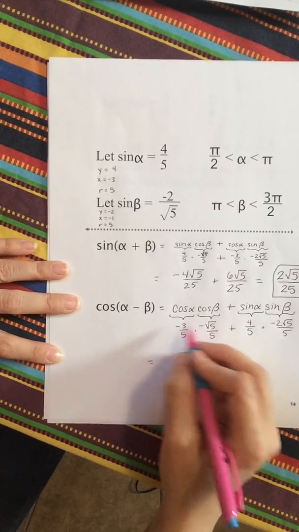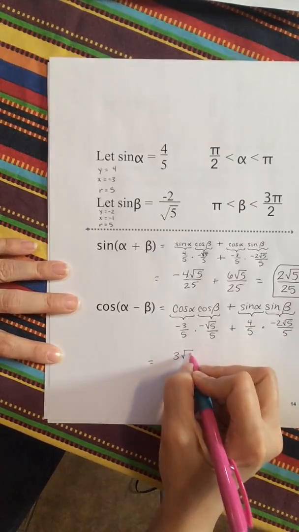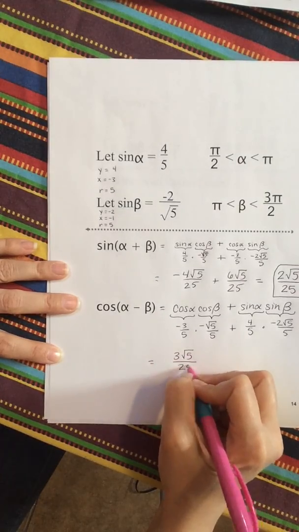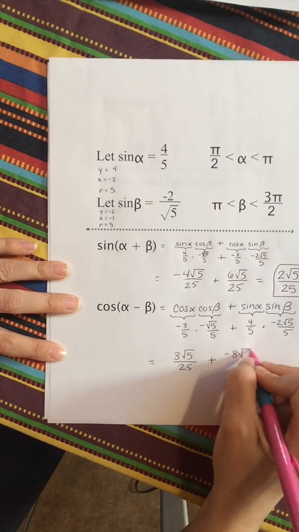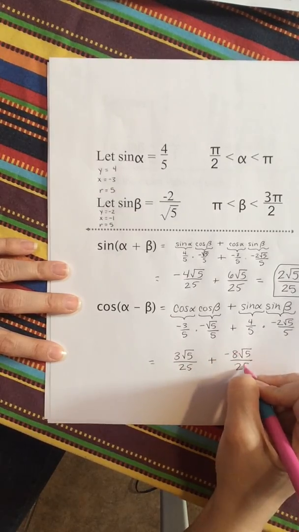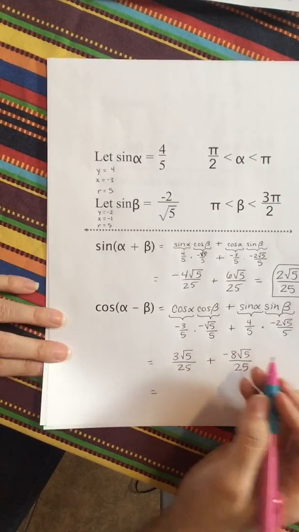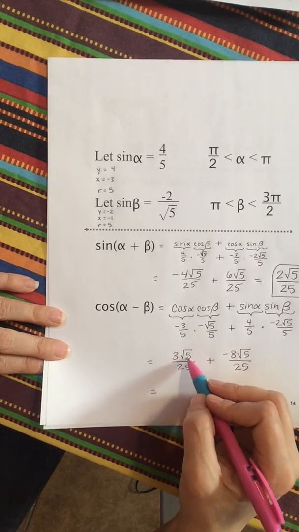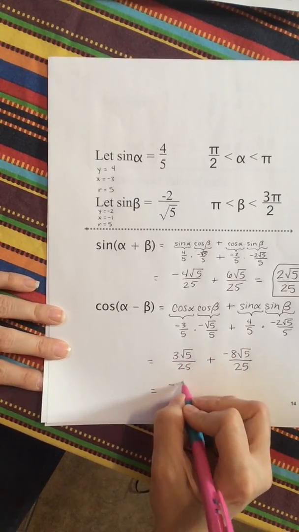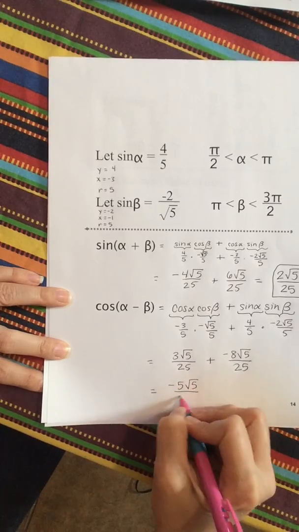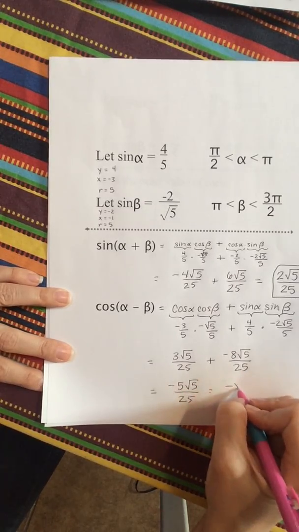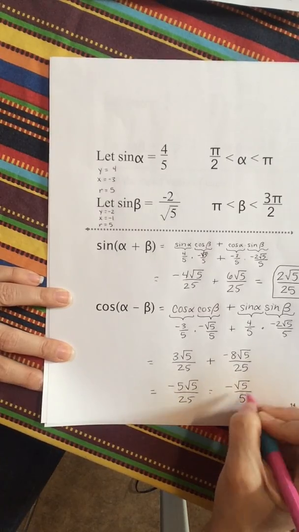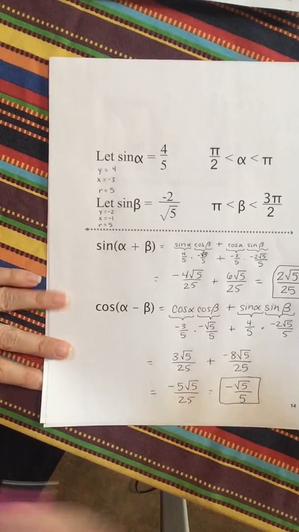All right, so a negative times a negative is a positive, so 3 square root of 5 over 25 plus 4 times negative 2 square root of 5 is negative 8 square root of 5 over 25. And if you take 3 square root of 5 plus negative 8 square root of 5, you get negative 5 square root of 5 over 25. The negative 5 and the 25 can reduce, so this becomes negative square root of 5 over 5. There we go.